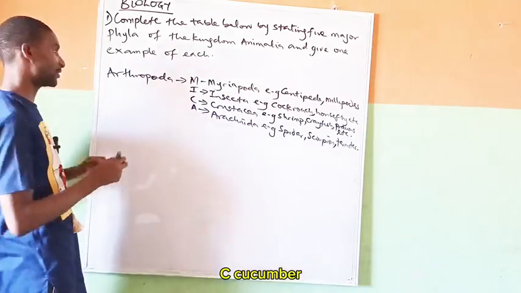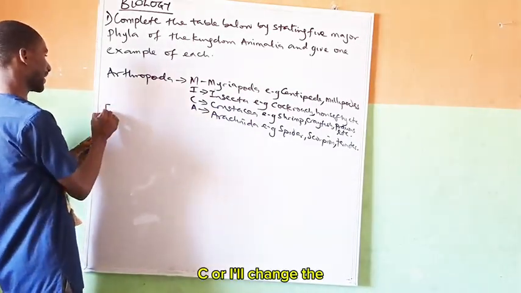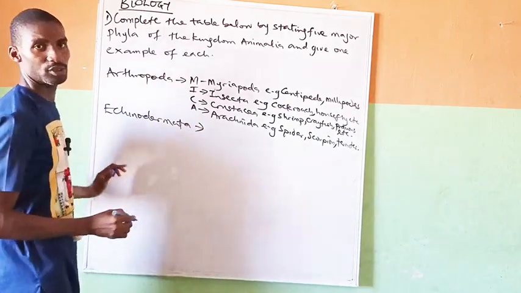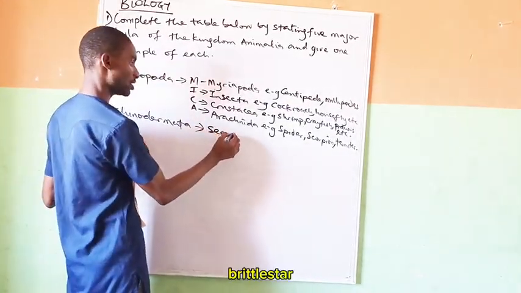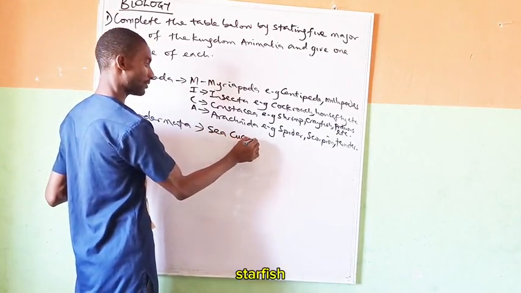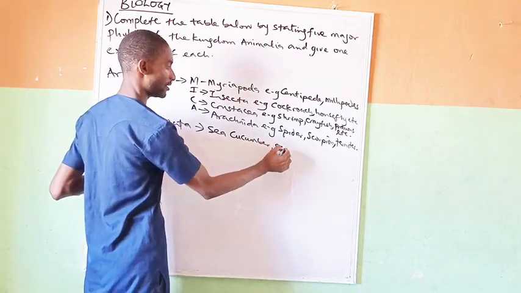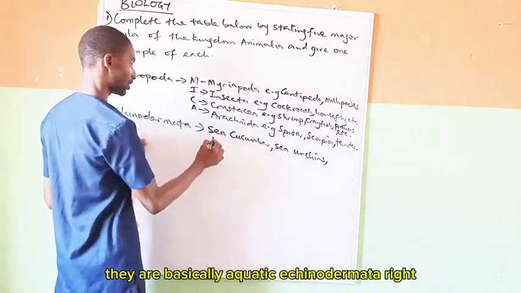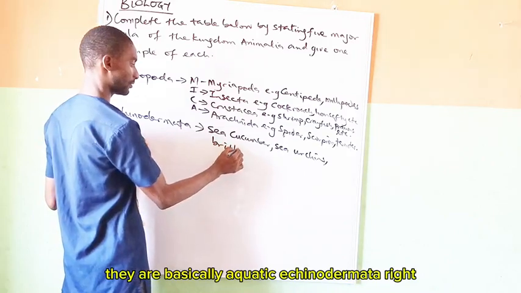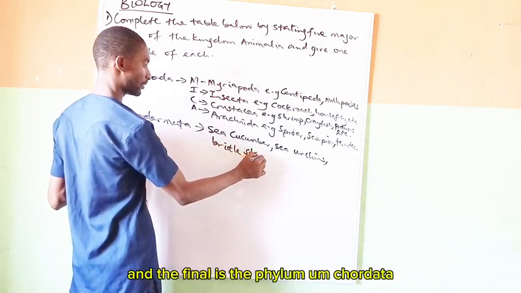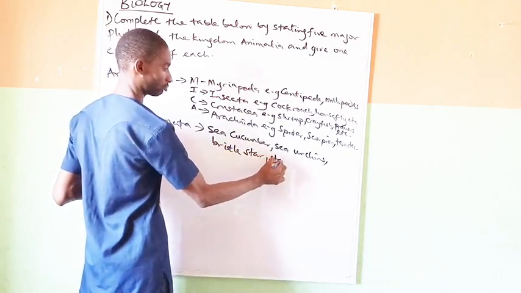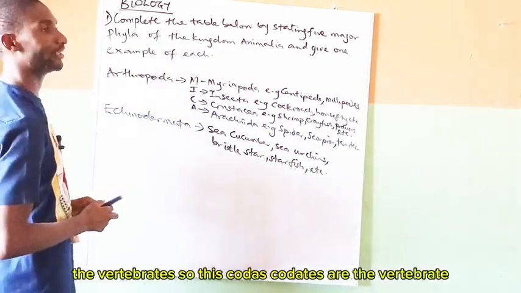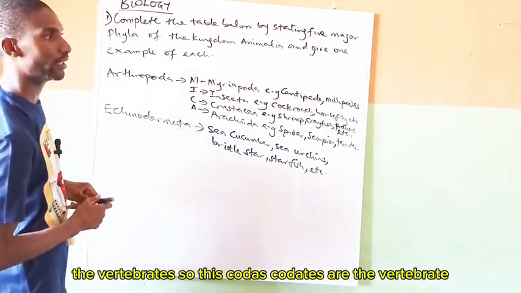Okay. Next is the phylum Echinodermata. Echinoderms. All right. Example: your sea cucumber, sea urchins, brittle star, starfish, etc. The examples of echinoderms, they are basically aquatic.